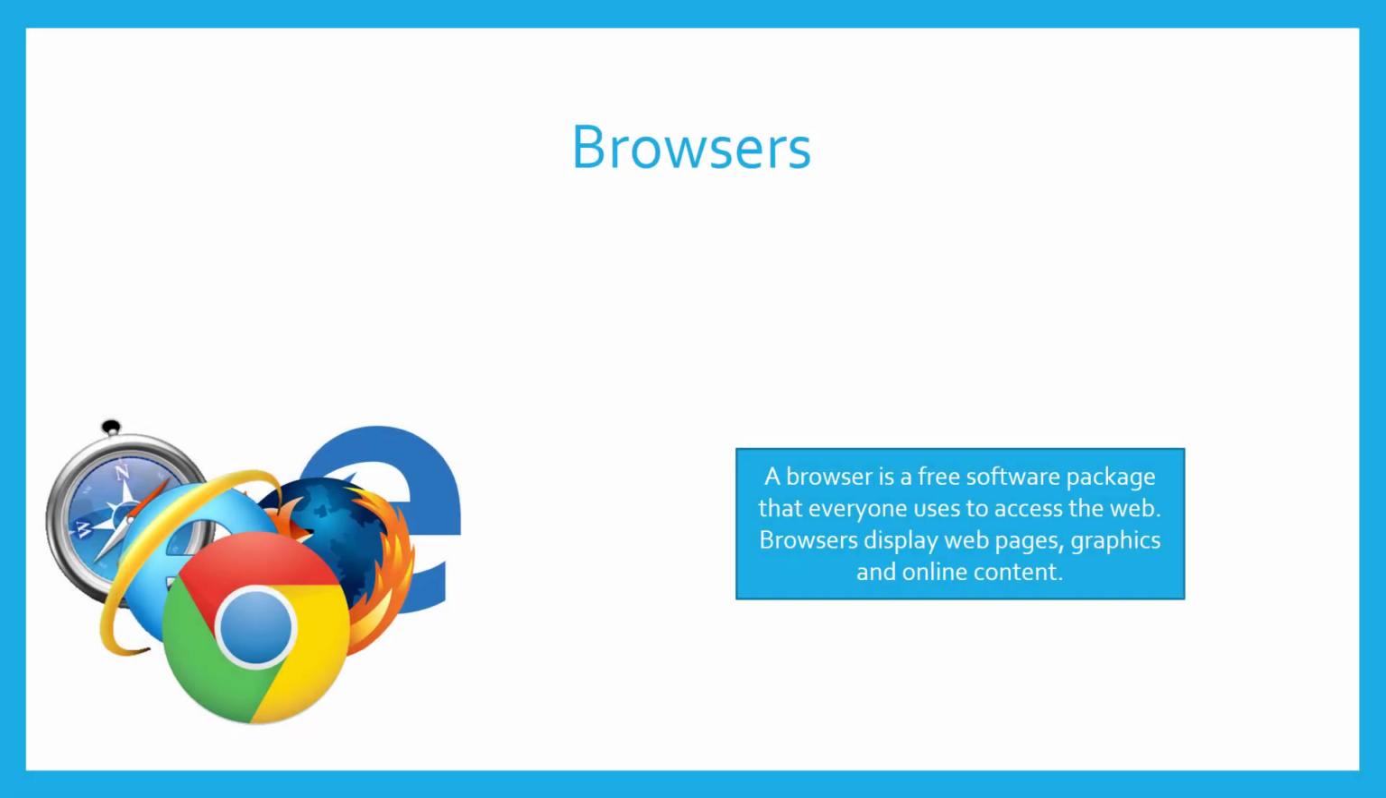The first term everybody should know is browser. A browser is a free software package that everyone uses to access the web. Browsers display web pages, graphics, and online content. The most famous browser would be Google Chrome. You also have Mozilla Firefox, Internet Explorer or Razor, Safari if you have an Apple device. Those are your top internet browsers. Even though I use a few more, I use Ice Dragon and Opera from time to time.